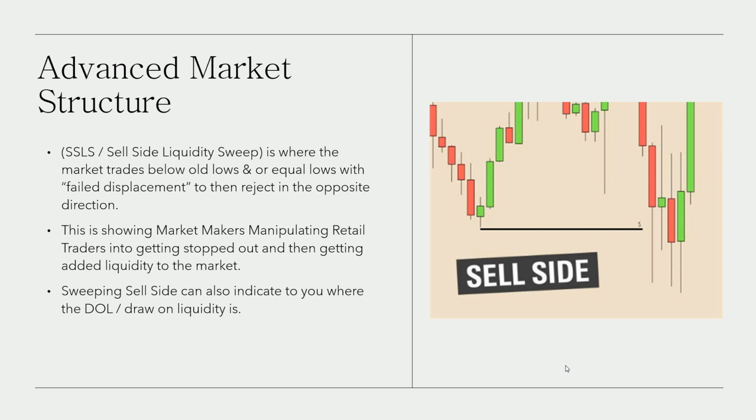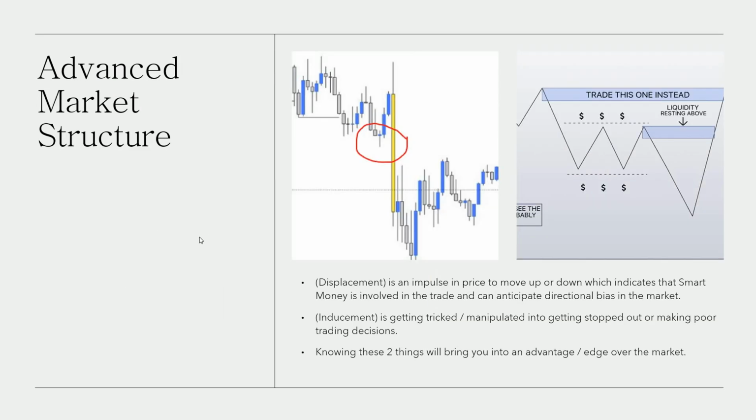Compared to people who trade smart money concepts, they will know and have an edge over the market because they know what market makers are anticipating on doing, and we don't get manipulated into taking a long here. We wait for this to happen to then take a long after. Okay? Or a short, you know.